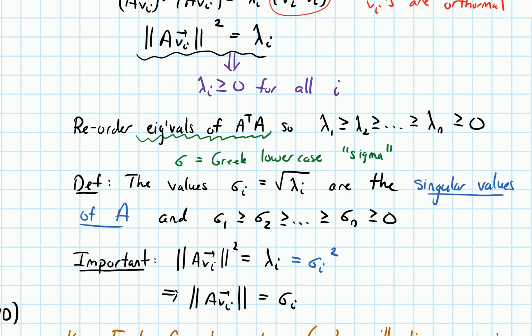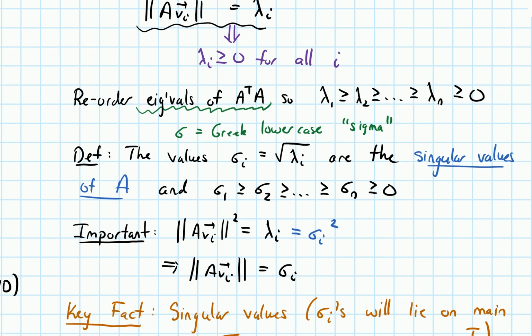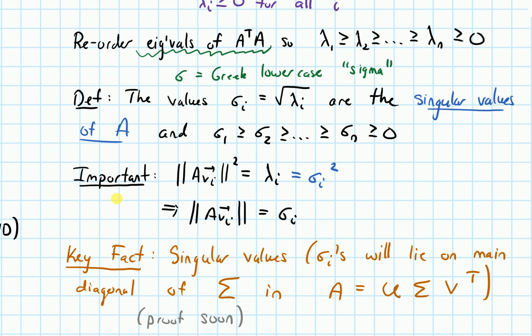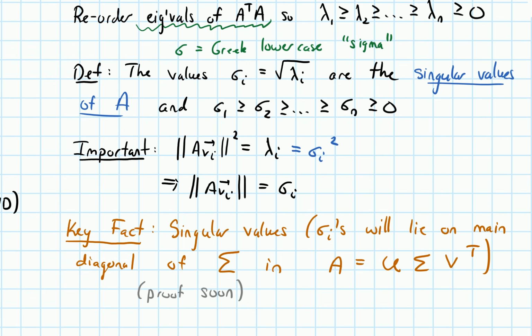I don't need to worry about putting a plus or minus when I square root this, because neither one of these things, either the length of AVi or the singular value sigma i, can be negative. All right, and the key fact that we want to keep in mind is it will turn out that the singular values, so these sigma i's, are going to be the entries on the main diagonal of the matrix capital Sigma in the singular value decomposition, A equals U times Sigma times V transpose. So we'll prove this later in the video.